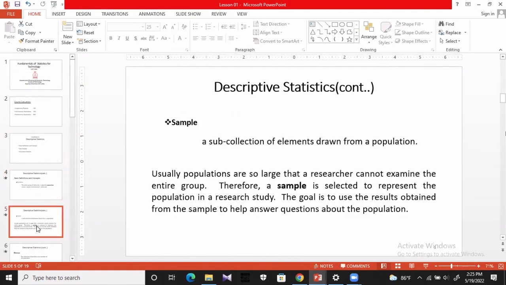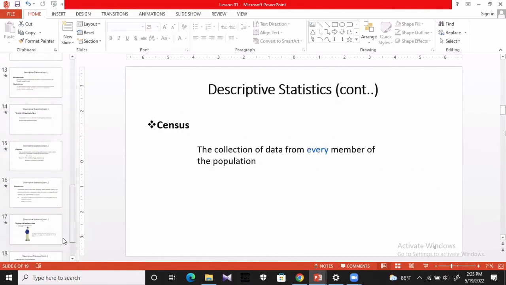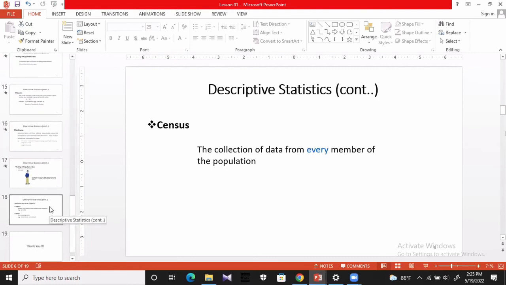Okay. Now tell me, do you have any questions regarding these terms? If you have any question, you can ask me. Okay, I will give you 2-3 minutes. If you have any question, please ask me now.